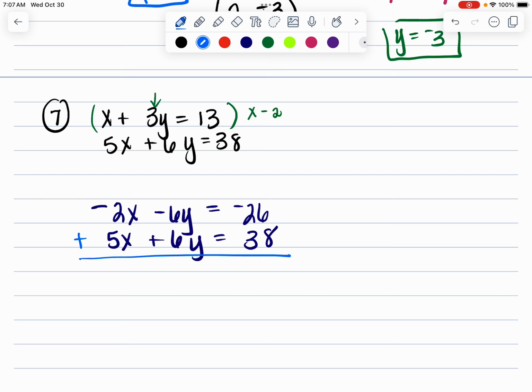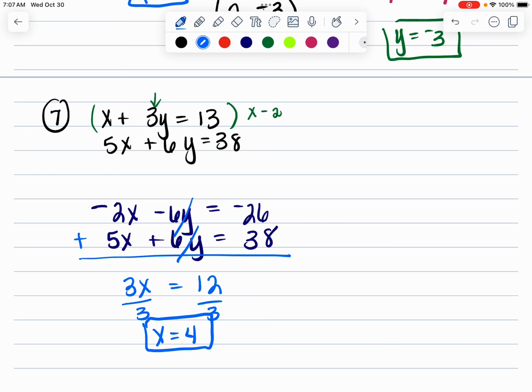Negative 2 plus 5 is 3x. These two are eliminated. And this is going to give me 12, negative 26 plus 38. I would need to divide both sides by 3. x is equal to 4.